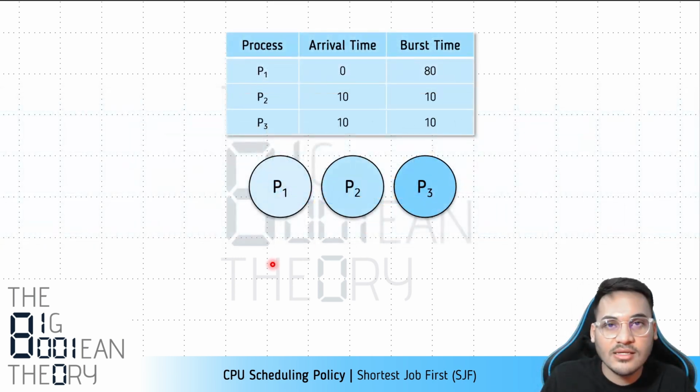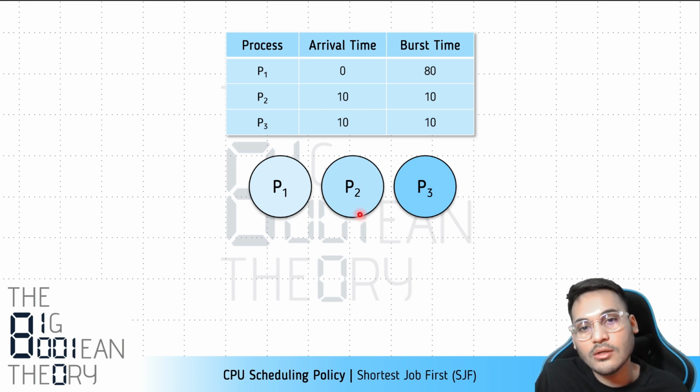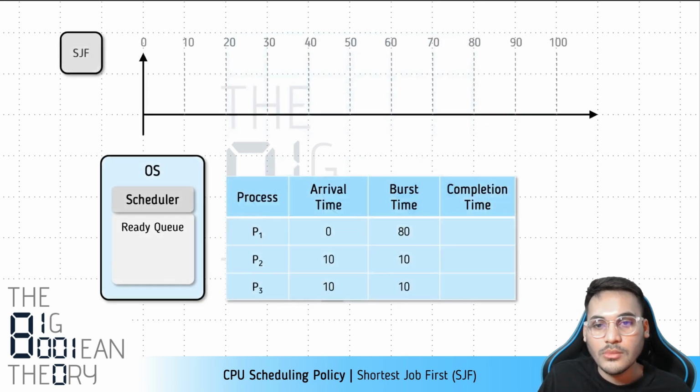So let us take another example, and here we are trying to see how the shortest job first performs when that assumption is not true, that is, all the jobs do not arrive at the same time. In the previous example, we saw that all the jobs arrived at time t equals 0, but here we have P1, which is the longer job, arriving at t equals 0, whereas the shorter jobs P2 and P3 arrive at t equals 10. So let us see how the shortest job first performs in this case. Let's again make the Gantt chart, and by making the Gantt chart, we will be able to get the completion times and finally calculate the metrics.